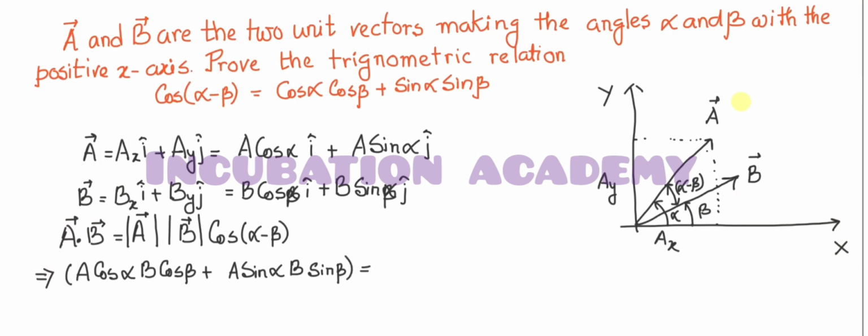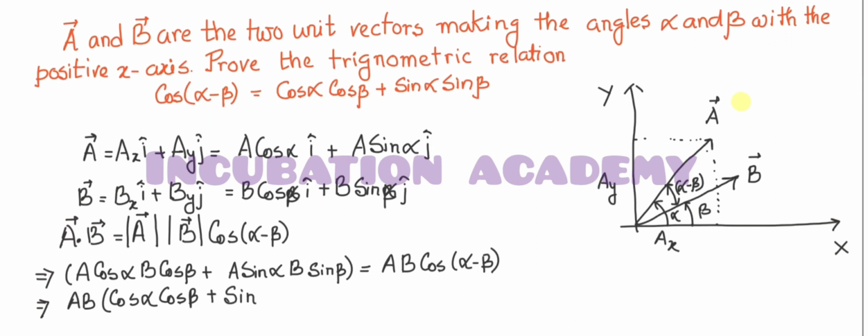So this is the value of a dot b, and this is mod of a, this is mod of b, and this is cos(alpha minus beta). So this becomes ab. If I take it common, it becomes cos alpha cos beta plus sin alpha sin beta. This equals ab cos(alpha minus beta).